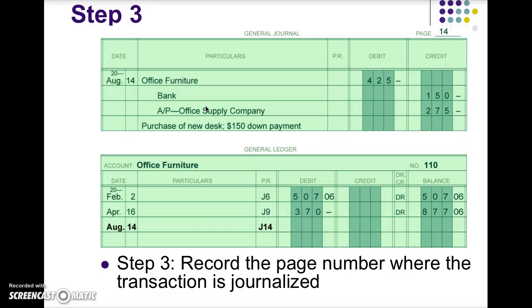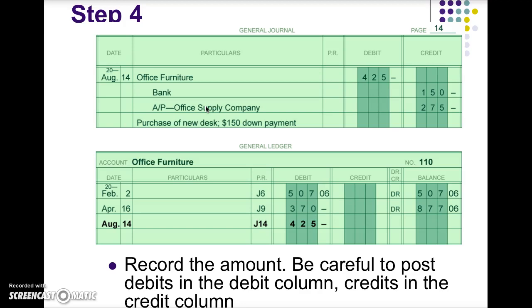Now we're going to record the page number where the transaction was journalized in the journal. In this case, it's J14. Step 4, we're going to record the amount. We have to be careful and make sure we put a debit amount in the debit column and a credit amount in the credit column.